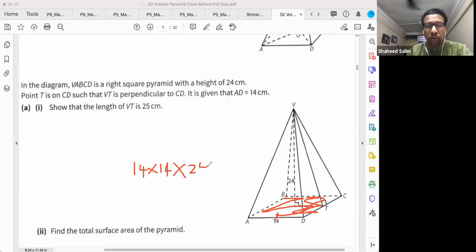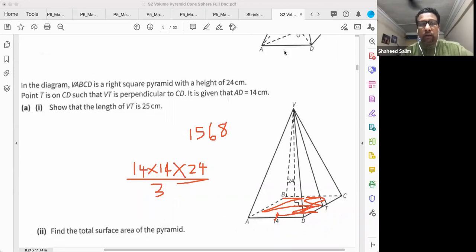And then what you do? You must divide by 3. Don't forget to divide by 3. Always must divide by 3. This is 1/3. The pyramid is 1/3 of the rectangular cuboid. Yes, the answer is 1568. Once you times, you divide, you get 1568. All right, we move on.